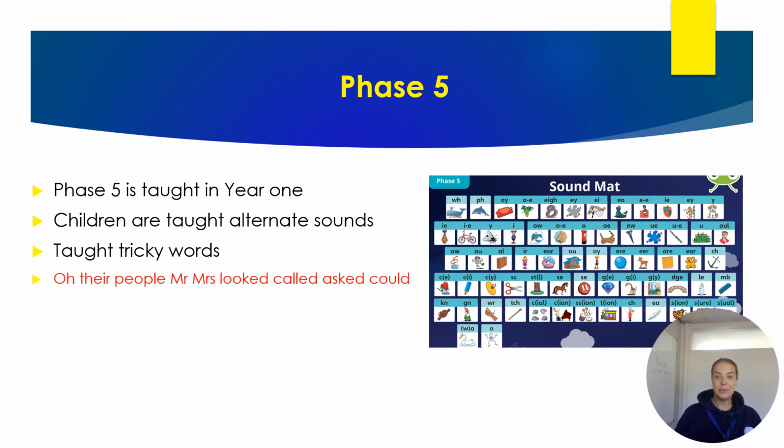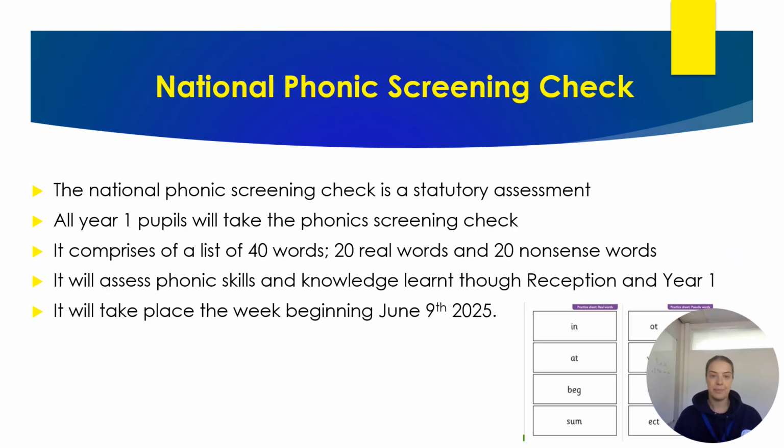Phase 5 is taught in year 1. It is one of the trickiest phases as they have to learn all the alternate sounds for each phoneme. Alongside this, they are taught more words. So why do we have to learn this? Well, obviously we want the children to become fluent readers, and that is so important for their learning journey.